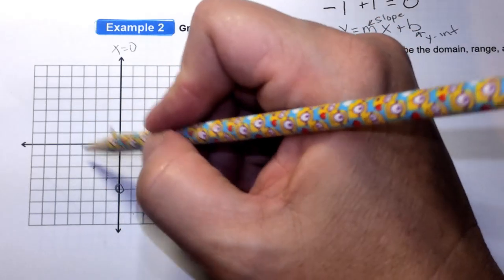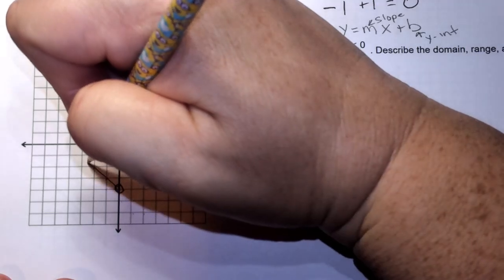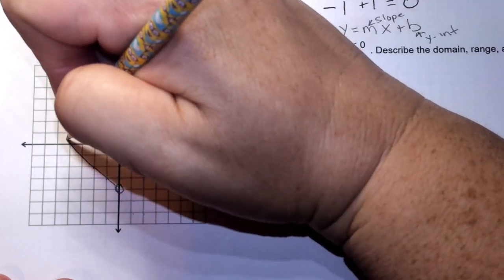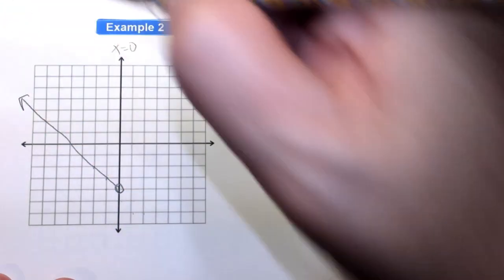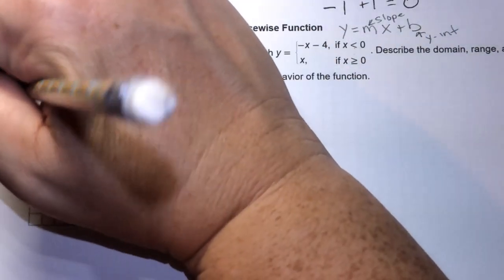So our graph is going this way. So we're just going to go ahead and draw an arrow. It should go through the corner of every box and hopefully not look as wobbly as mine. All right, so this is negative x minus 4.